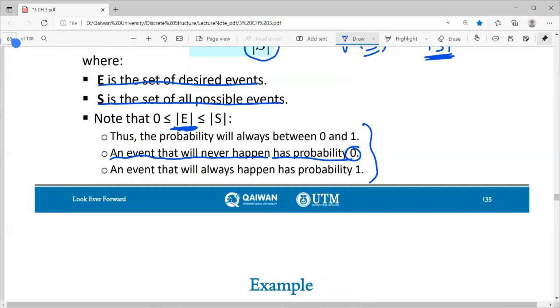For example, in rolling a dice, what's the probability of 7? We have no 7 on the dice. That means it's 0. Okay? An event will always happen. It has probability 1. If an event always happens, it means its probability is 1.